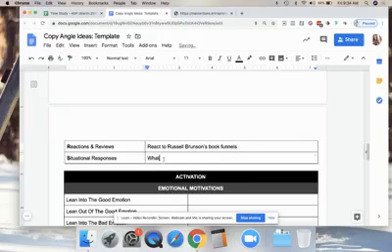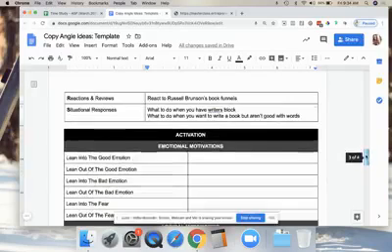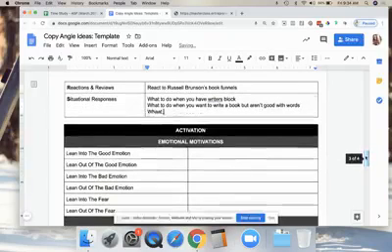Situational responses. So what to do when you have writer's block. What to do when you want to write a book, but you aren't good with words. What to do when you have a book, but you aren't making sales.